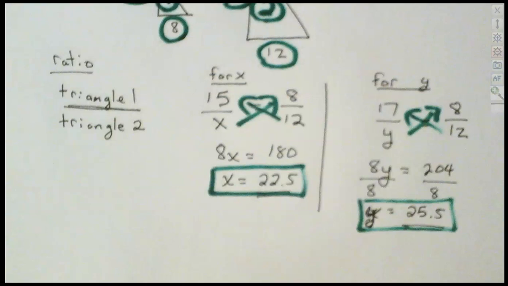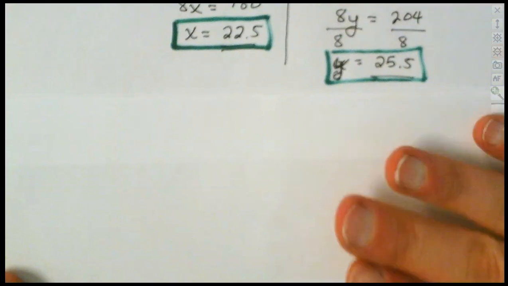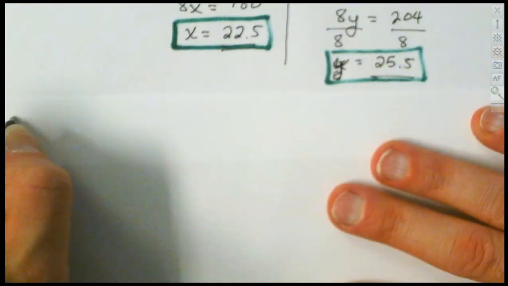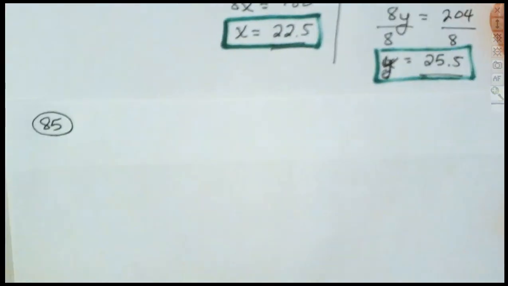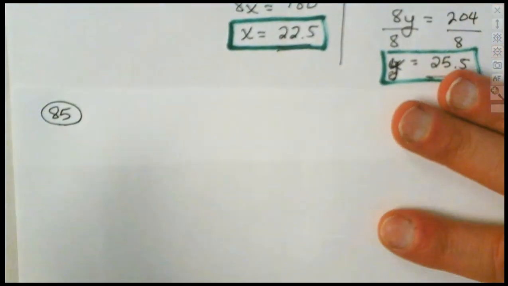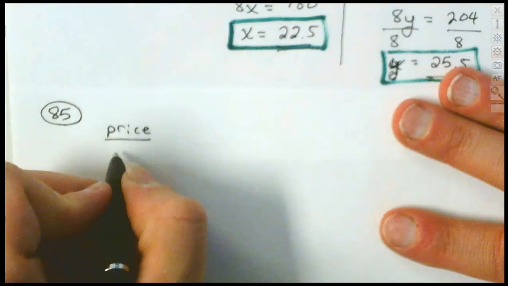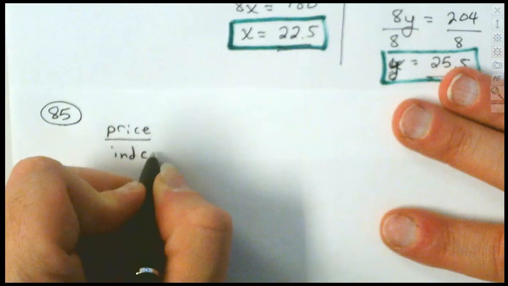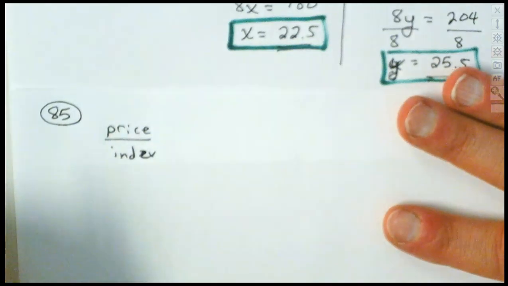So we'll have enough time. I think we could probably do two of these. So we'll look at 85. So question 85. We're going to have to use this table to work out this question. And we want to set up this ratio as price over the index. That way it's consistent with the textbook. So price over the index.